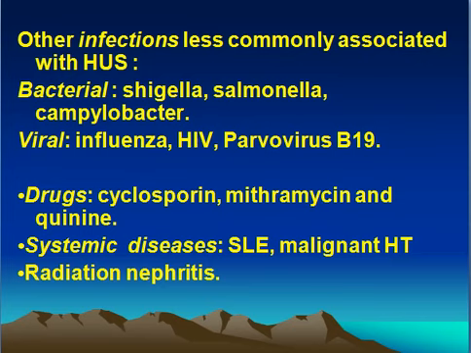Other infections are less commonly associated with hemolytic uremic syndrome, which include bacteria like Shigella, Salmonella, and Campylobacter, and viral infections like influenza and HIV. Some drugs can cause hemolytic uremic syndrome, like cyclosporine, mitomycin, and quinine, as well as systemic diseases like SLE, and malignant hypertension, in addition to radiation nephritis.